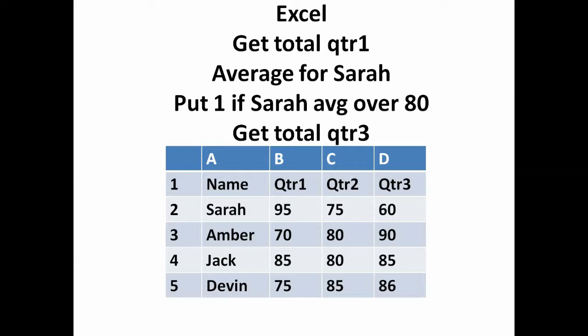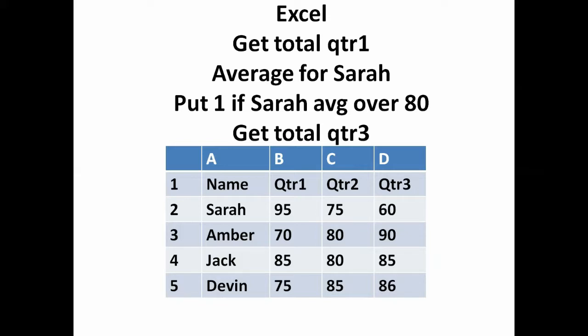To put a 1 if Sarah's average is over 80, we'll assume that the average is in column E. So that would be equal average, equal AVG, parentheses, B2, colon, D2. That would get the average for column E. But now if you want to put a 1 if Sarah's average is over 80, you'd have to go to column E, row 2, and ask a question. If E2 is greater than 80, comma 1, comma 0.